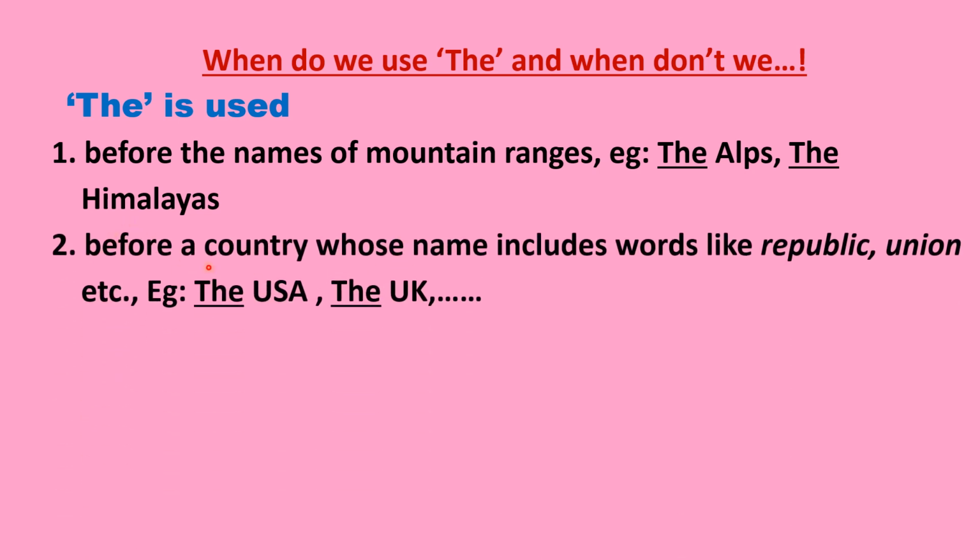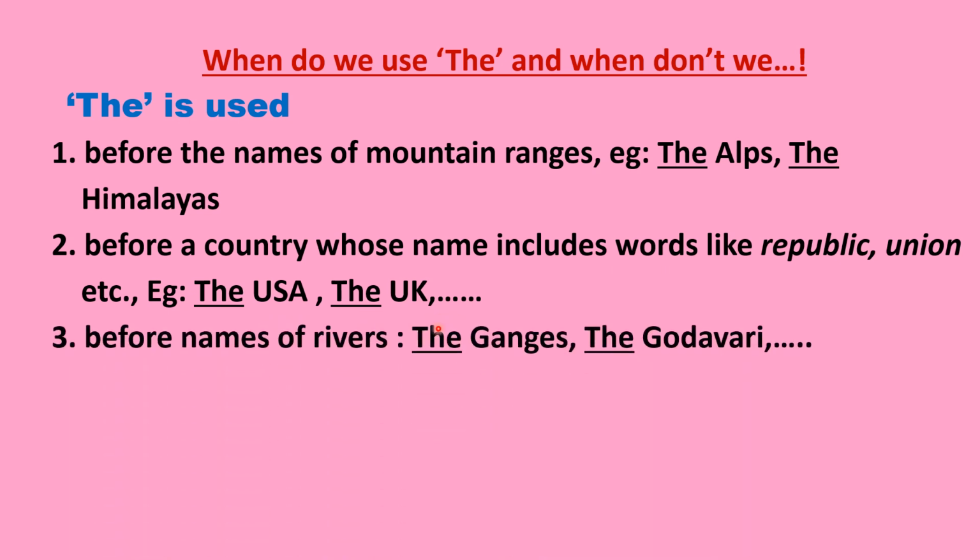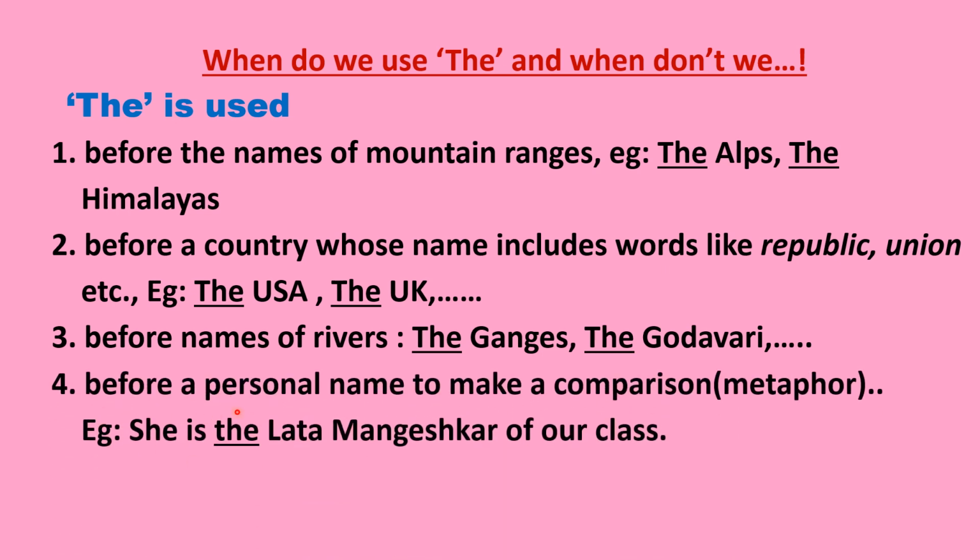Second one, before a country whose name includes words like republic, union, etc. For example, the USA, the United States of America, the UK, the United Kingdom. Next, before the names of rivers like the Ganges, the Godavari, the Brahmaputra, like that, before the rivers' names we have to use the.